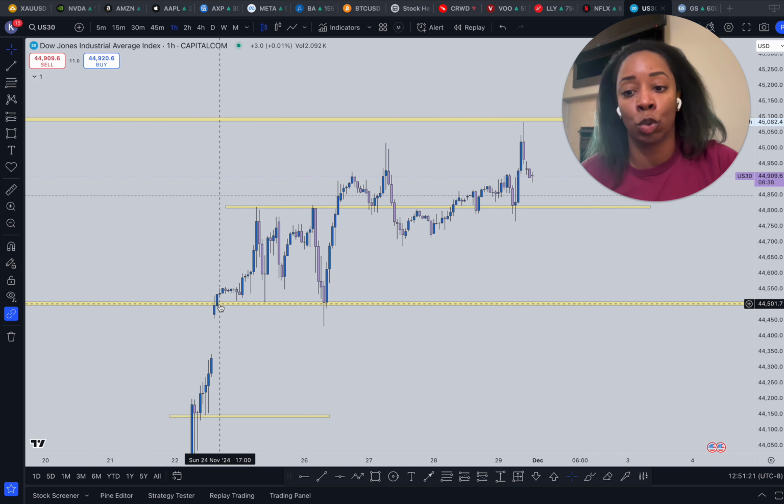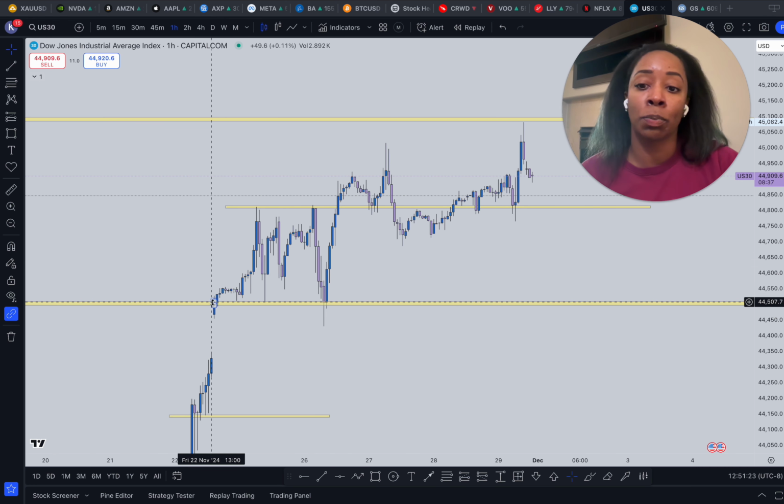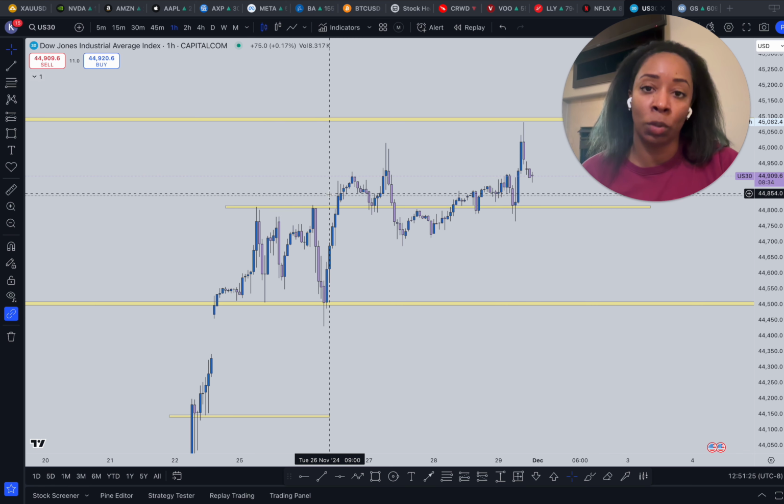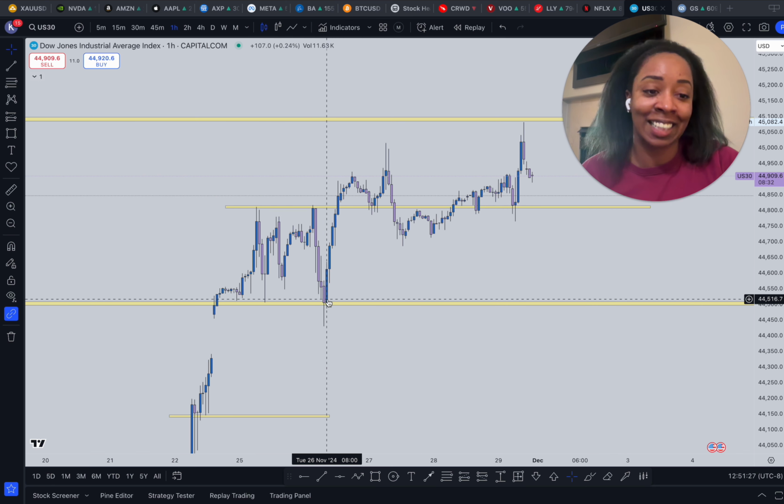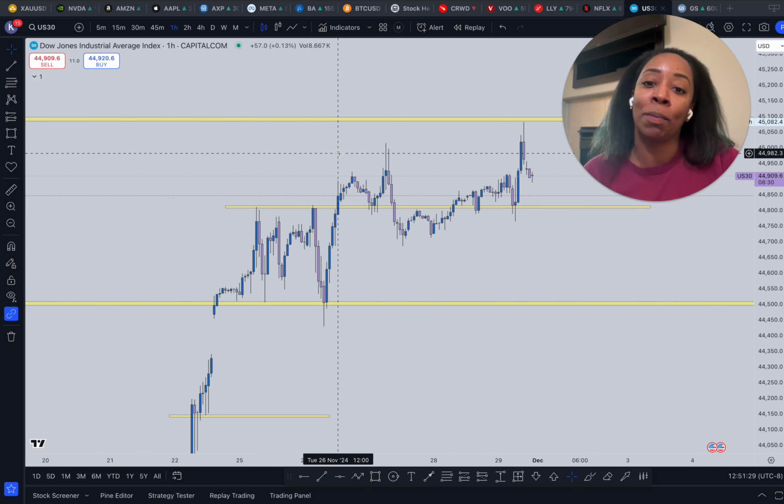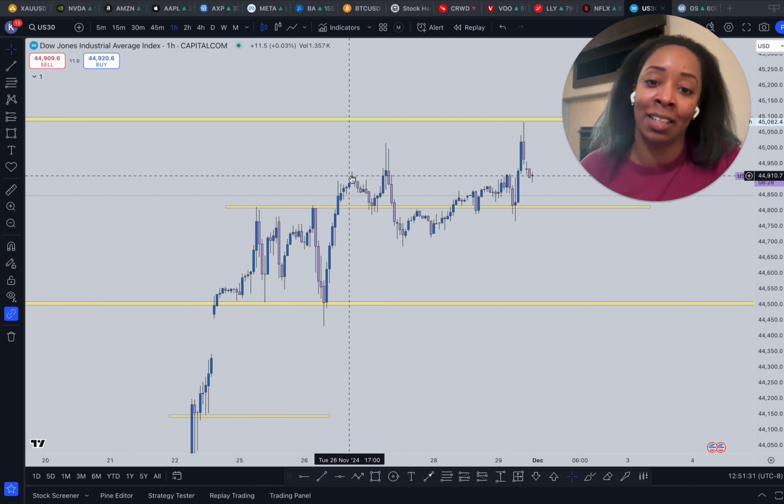So this level that we drew last week right here, price pushed up above here, chopped around a bit, and then came down to this exact level and then pushed up and made a new high inside of the market.